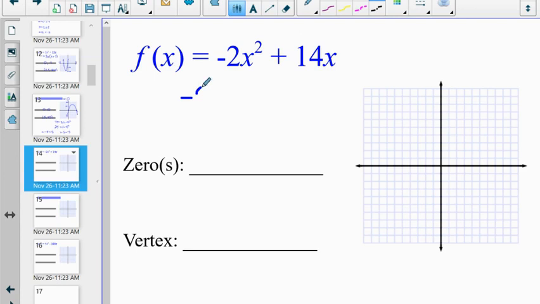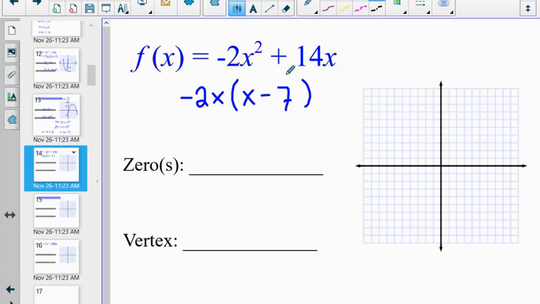I'm going to factor out a negative 2x. And when I'm done, I'm left with x. Well, let's see. Negative 2 times what is going to give me positive 14? Let's go with a negative 7. And again, if you're doubting yourself, just redistribute that. Negative 2x times x is negative 2x squared. Negative 2x times negative 7, and there's our positive 14x.